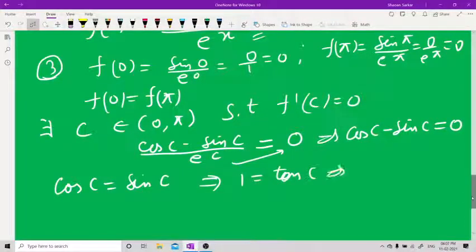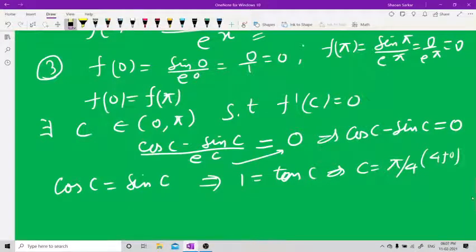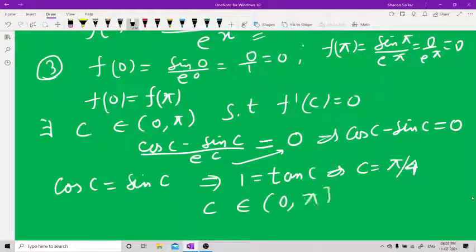That means c is equal to pi by 4, because tan 45 degree is 1. This is nothing but 45 degree, which is pi by 4. So tan 45 is 1, and this is tan c. So c is pi by 4. Being pi by 4, c lies between 0 and pi. So Rolle's theorem is verified. I'm writing in short, RT is verified. You will write the full.